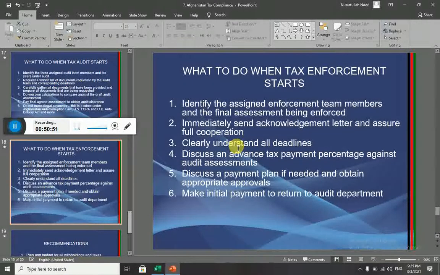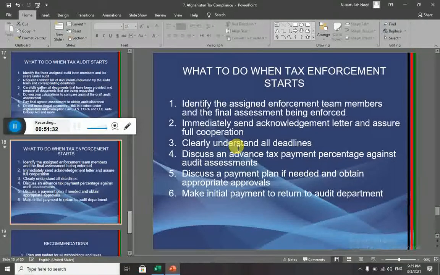Now, as per the tax administration law, once you are introduced to the tax enforcement, they will not return your case or file back to the audit or the case management unless you pay a certain amount of tax to show that you are compliant, and that could be 1 to 30% of the assessed tax. Discuss an advanced tax payment. Here I added the point. Discuss a payment plan if needed and obtain appropriate approvals.